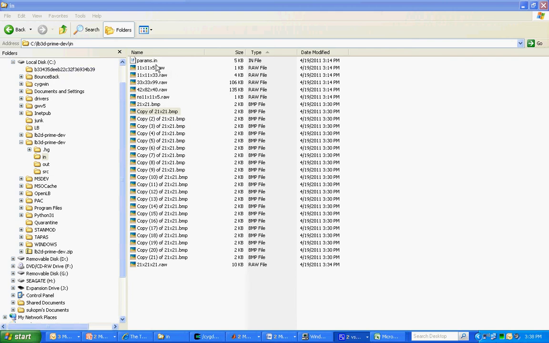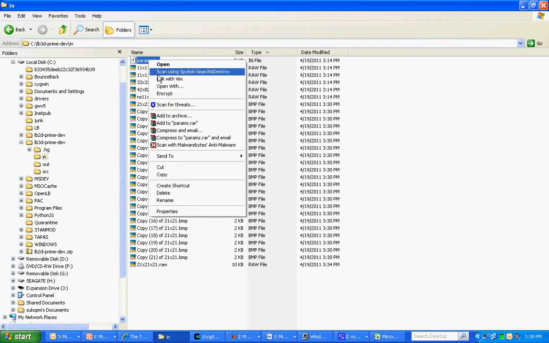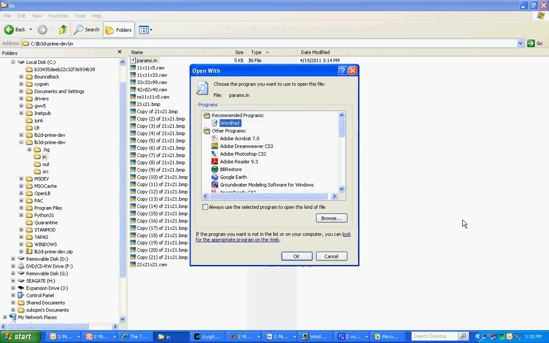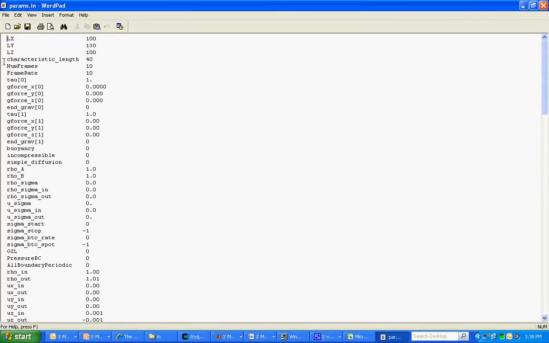This video will cover running a 3D code using the 21 by 21 by 21 pipe that we created. So we need to edit the params.in file. And we need to change the LX to 21, and the same for the LY and LZ.